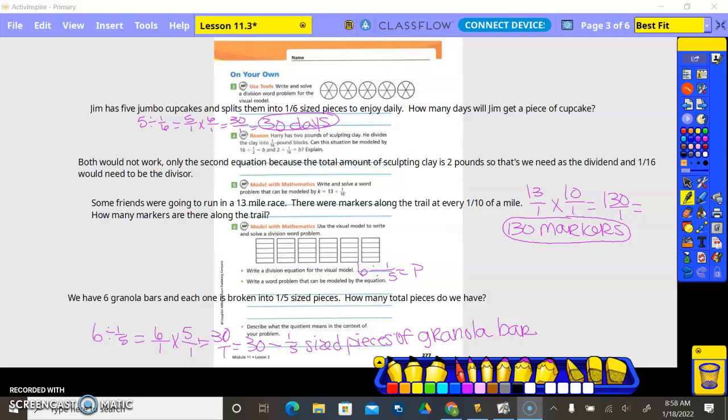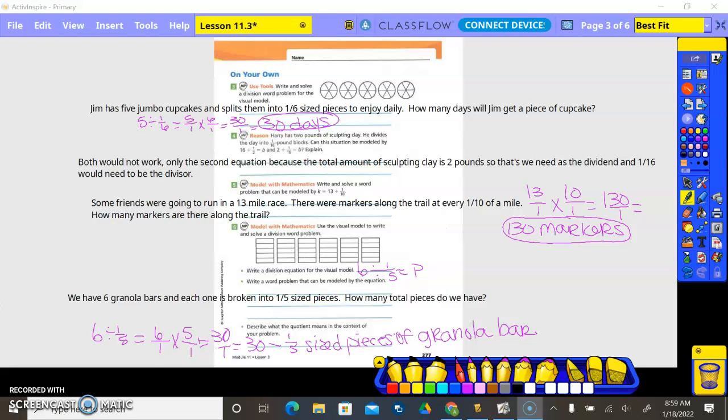Number 6, use the visual model to write and solve a division word problem. So the division problem we came up with was 6 divided by 1/5 equals P. Our word problem was we have 6 granola bars and each one is broken into 1/5 size pieces. How many total pieces do we have? And then it says describe what the quotient means in the context of your problem. So we went ahead and worked it out. So 6 divided by 1/5 equals 6 over 1 times 5 over 1, which equals 30 over 1. So we had 30 1/5 size pieces of granola bar.